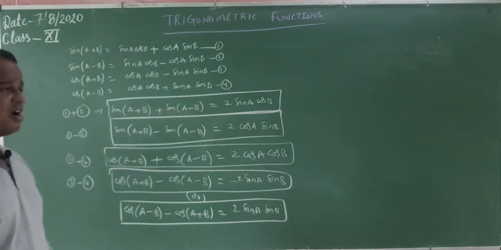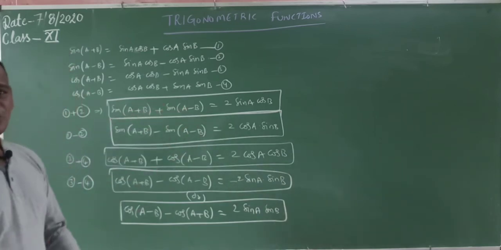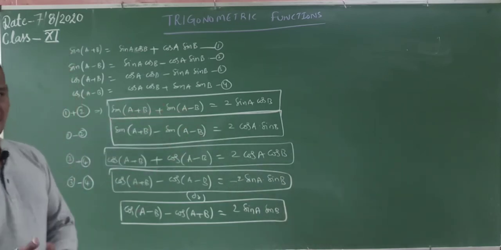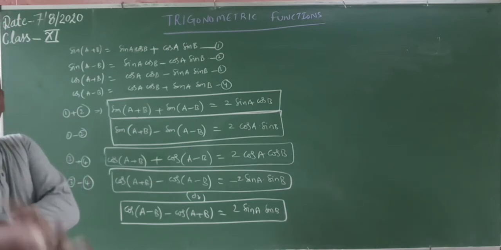Okay. Now, here the sum of the two angles is there. Suppose one value is given, say this is 30 degrees, this is 70 degrees. How to split? It is not possible. Some problems are not possible, that's why we provide some more formulas.